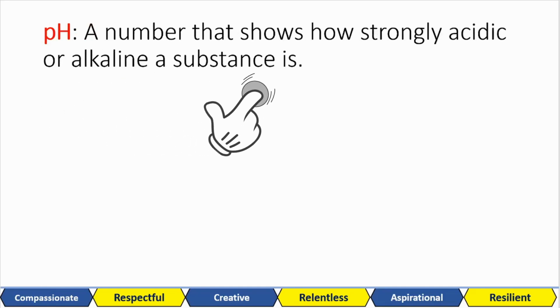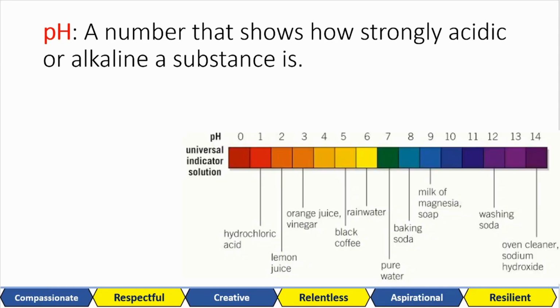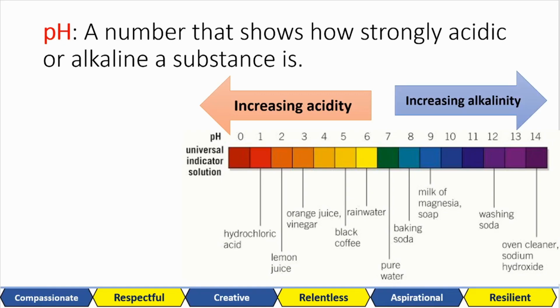Now let's look at pH. This number shows you how strongly acidic or alkaline a substance actually is. Associated with the pH is the pH scale, and looking at the substances below, we can see that the lower the pH, the more acidic the substance is. Conversely, the higher the pH is, the more alkaline the substance becomes.